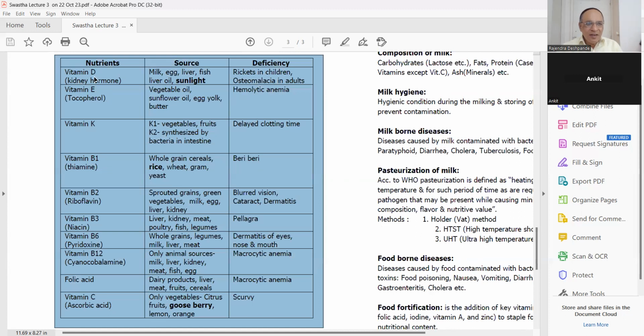Vitamin D. This is also related with the kidney. It is also available from the sun rays. Milk, egg, liver, fish liver oil, and basically here in bold you can see sunlight. Early morning sun is not the 12 noon sun. It is only at 8 a.m., 9 a.m.